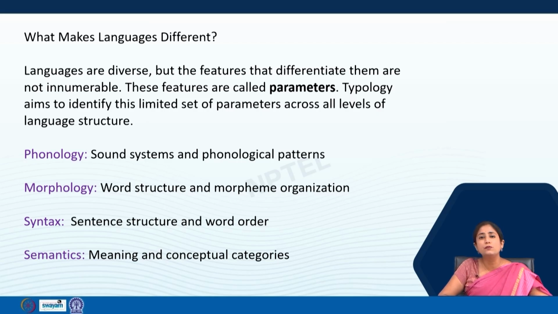These features which are actually there are called parameters. So these are the features which make one language different from the other, or parameters are those rules which govern the languages.